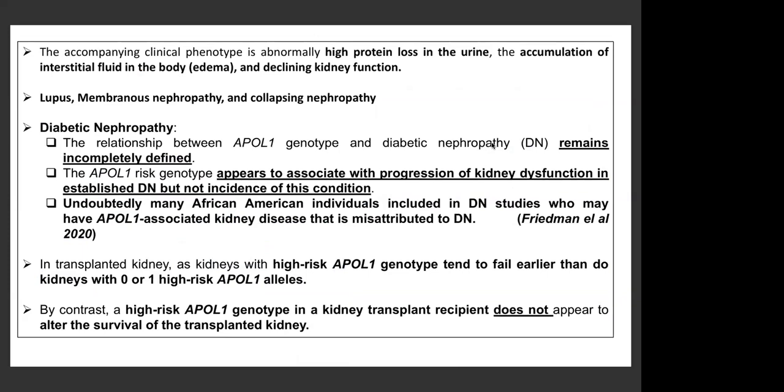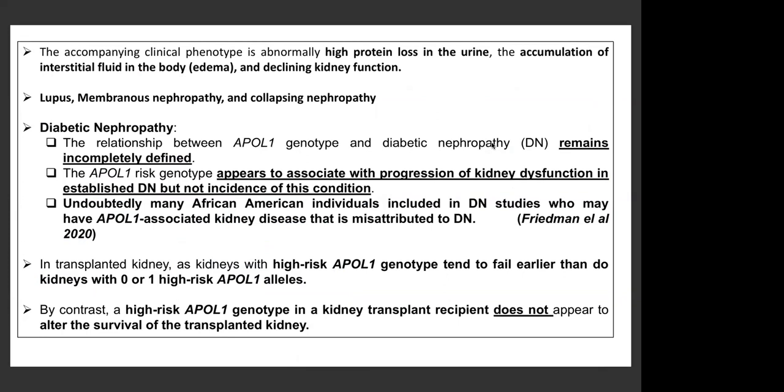Individuals who have these APOL1 mutations present with high protein loss in their urine, accumulation of interstitial fluid in the body, edema, and decline of kidney function. They also present with lupus membranous nephropathy and collapsing nephropathy.